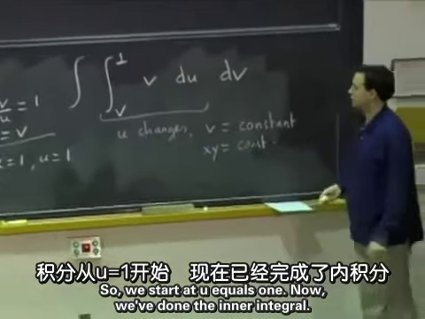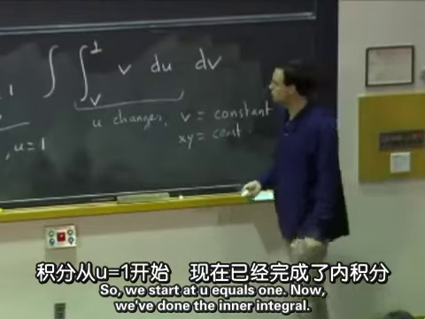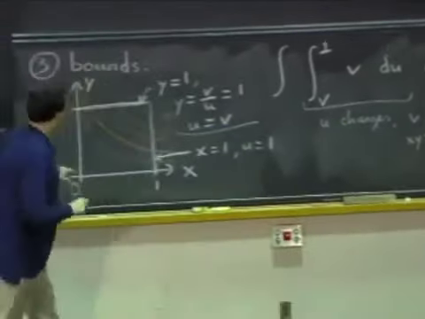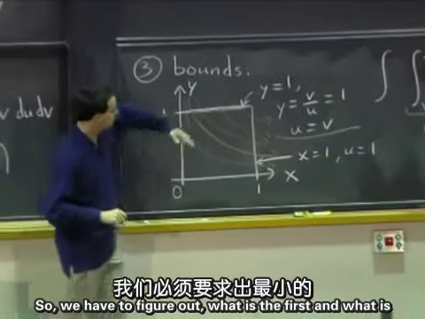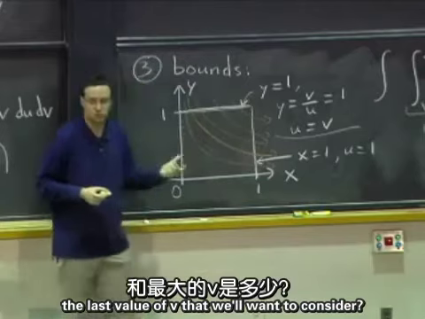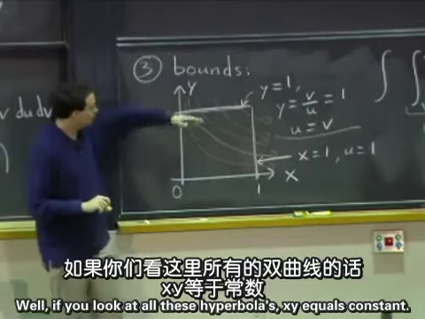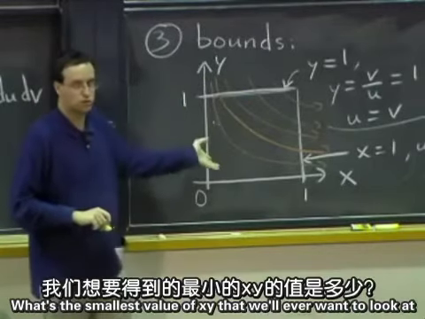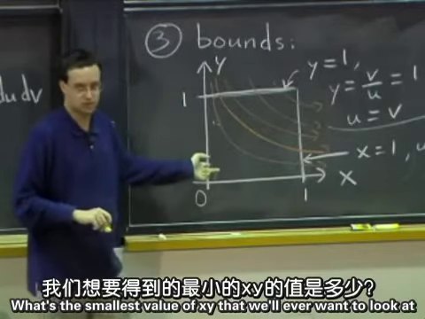Now, we've done the inner integral. What about the outer? So we have to figure out what is the first and what is the last value of v that we'll want to consider. Well, if you look at all these hyperbolas, xy equals constant, what's the smallest value of xy that we'll ever want to look at in here?